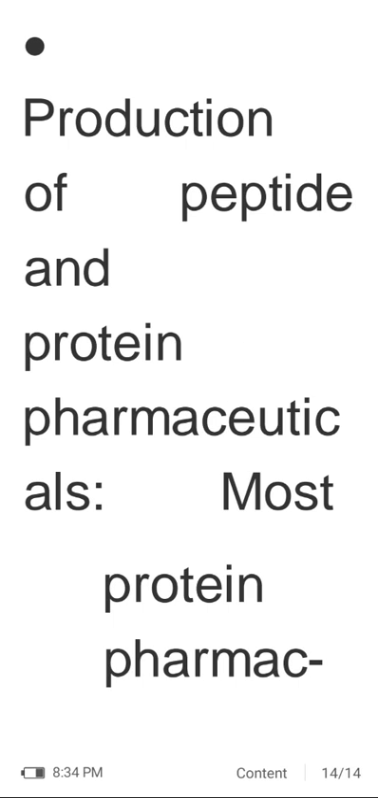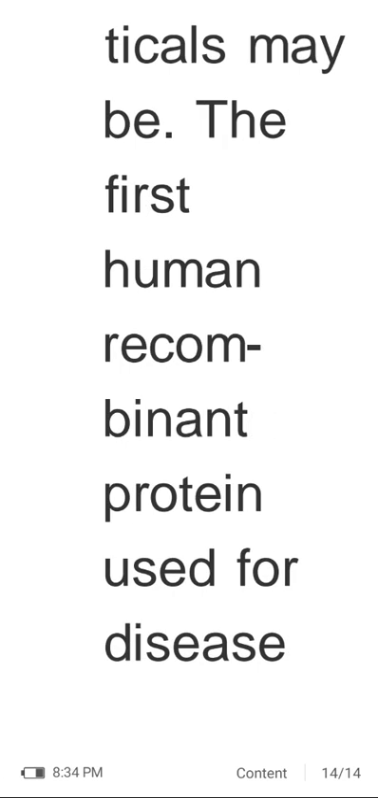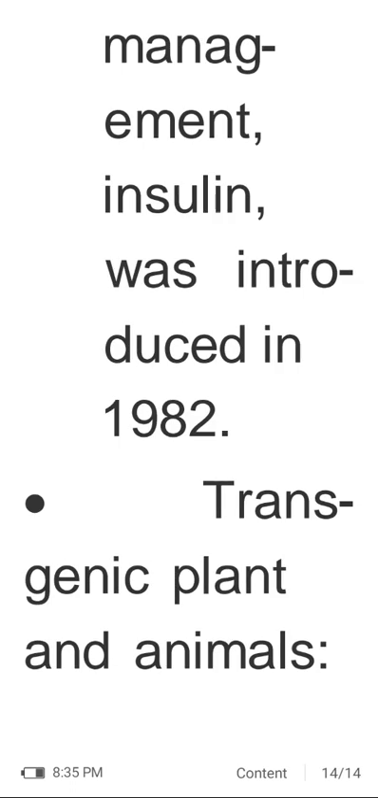Production of peptide and protein pharmaceuticals. Most protein pharmaceuticals like hormones, vaccines, antibiotics, antibodies, and enzymes are now produced using expression vectors. These peptide and protein pharmaceuticals may be the first human recombinant proteins used for disease management. Insulin was introduced in 1982.